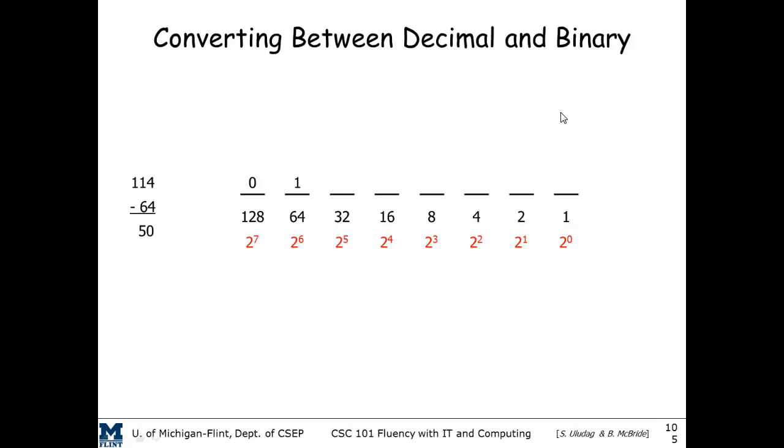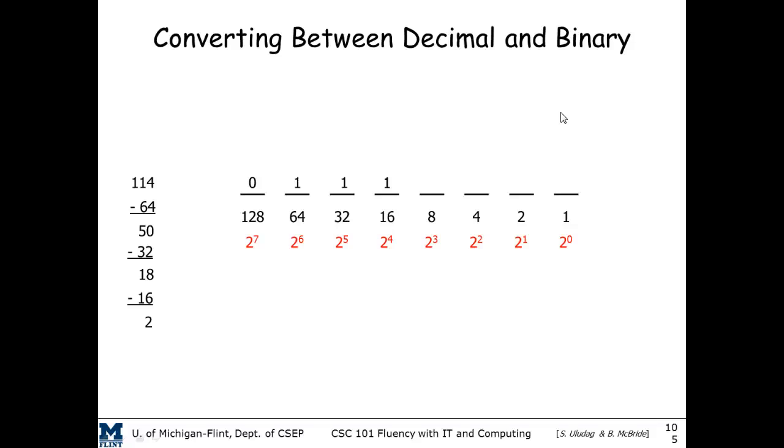The next place value in the binary number is 32. Can we subtract 32 from what's left? Yes, we can. 32 from 50 is going to be 18. So we placed a 1 in the 32 spot. We subtracted 32 from 50. Now we have 18. We ask the question, does 16 go into 18? No. So we place a 0. I'm sorry, yes. So we place a 1 in the 16th place, and we subtract 16 from 18. We get a value of 2.